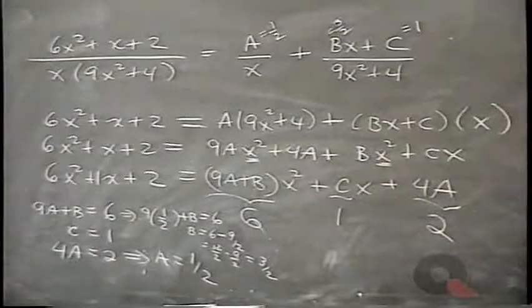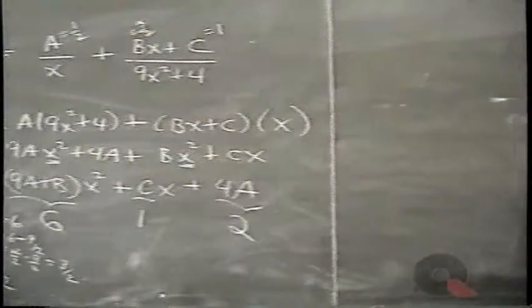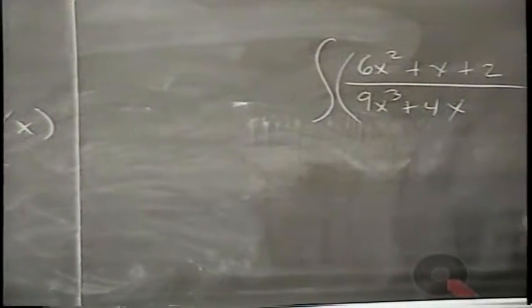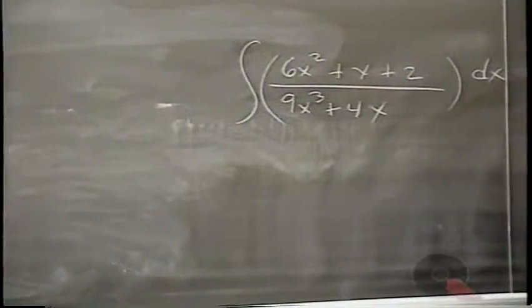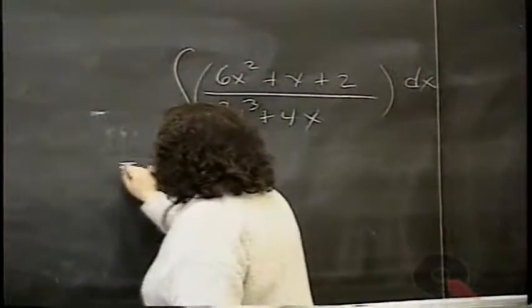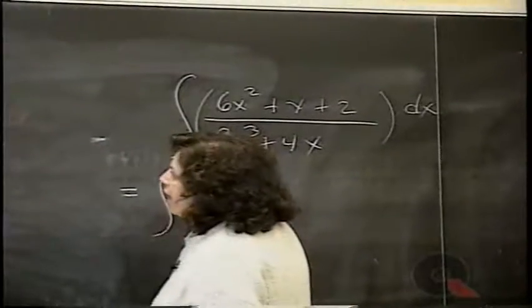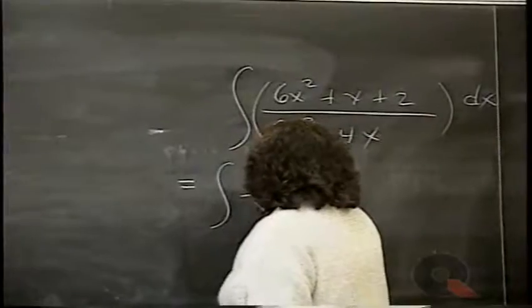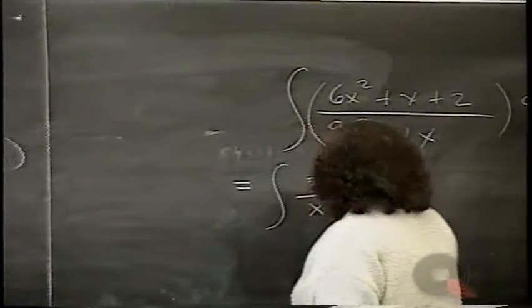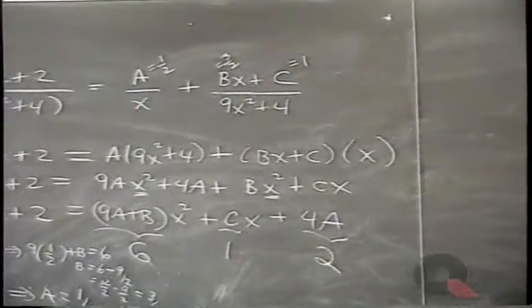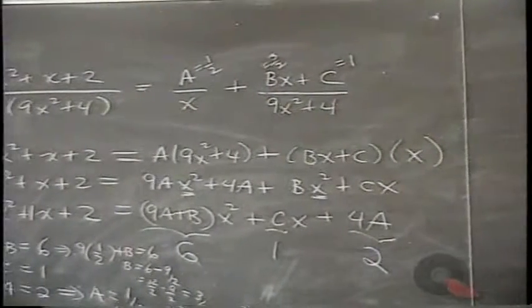So I'm going to go back and finish up this problem by integrating, instead of the original problem, a over x and bx plus c over 9x squared plus 4. So let's see what we have. We can write this as a over x, so that's 1/2 over x plus bx plus c, which is 3/2 x plus 1 over 9x squared plus 4.